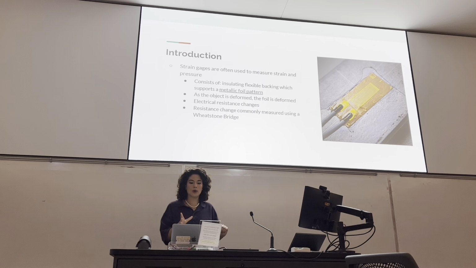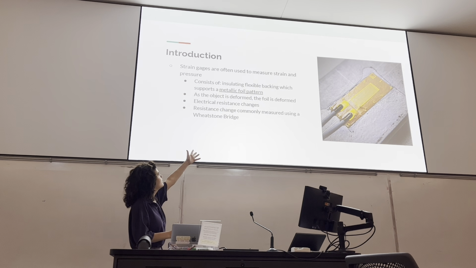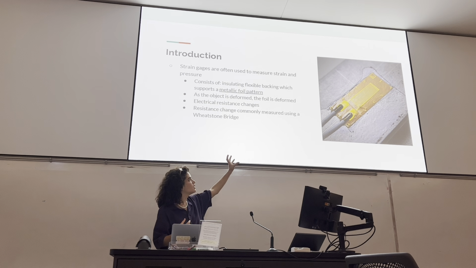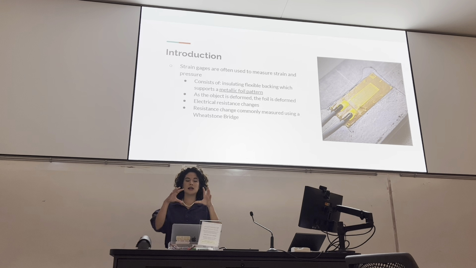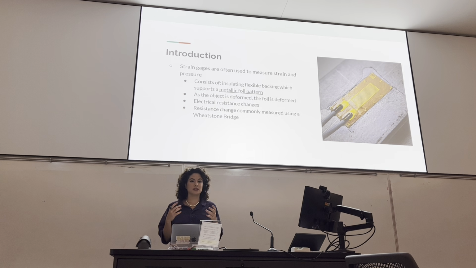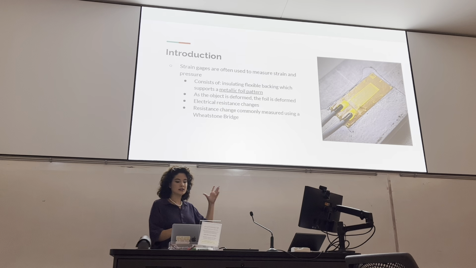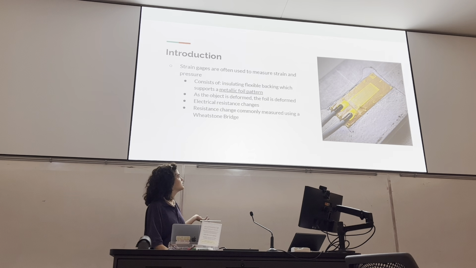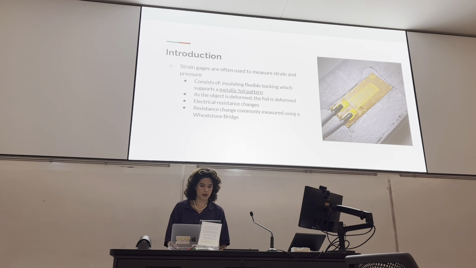How it works is it consists of a flexible backing, and the flexible backing supports a metallic foil pattern. The metallic foil pattern is the yellow part of the figure, and as the object is deformed, strain is applied to the object, and the foil is deformed. Due to the deformation of the foil, the resistance of the foil changes. So tension causes resistance to increase, and compression causes resistance to decrease. The resistance change is commonly measured using a Wheatstone bridge.